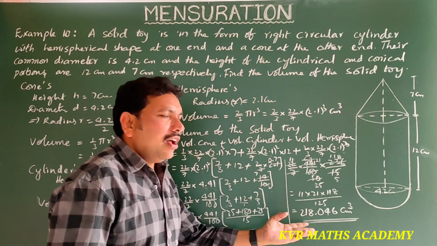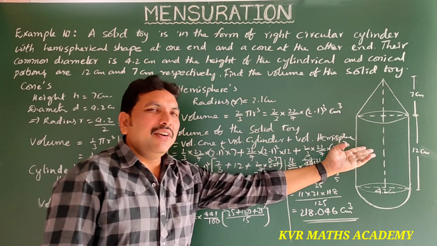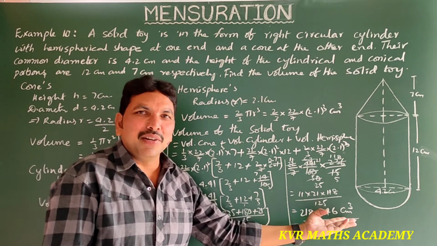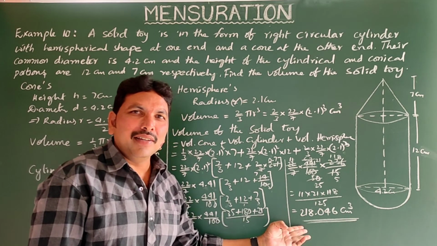So the volume of the given toy is 218.046 centimeter cube. Understood clearly?